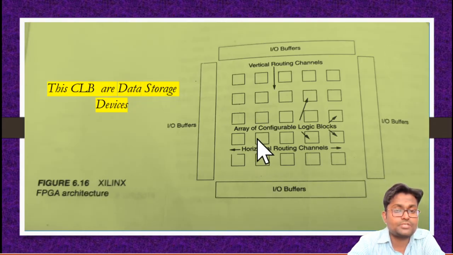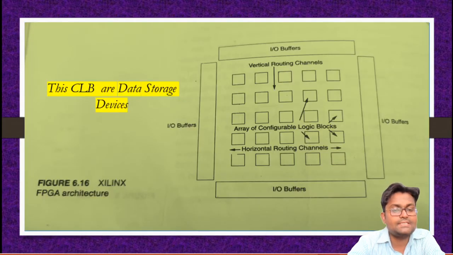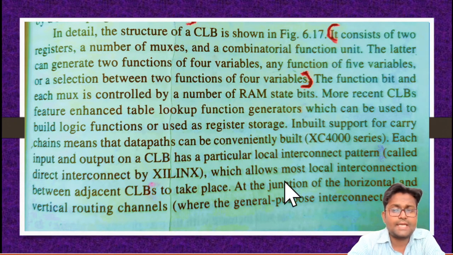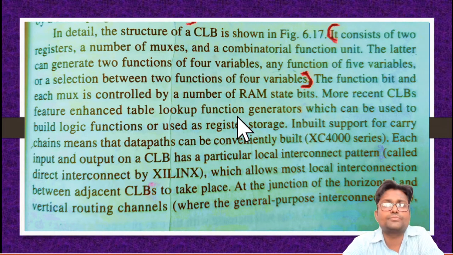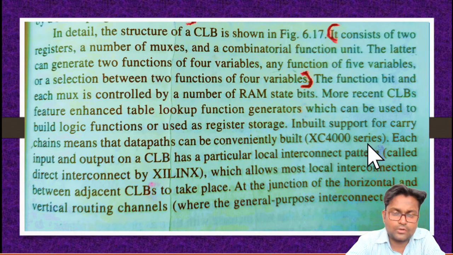This one is the FPGA structure of the XC3000 series. Along with the XC3000 series, there are some more Xilinx series that follow the same architecture. One of them is the XC4000, which also follows this structure. The main difference between them is the number of CLBs that can be used to generate any function.